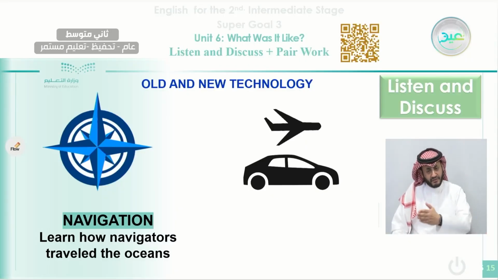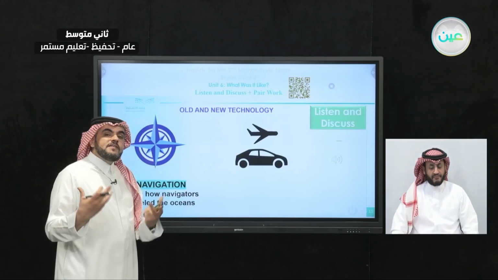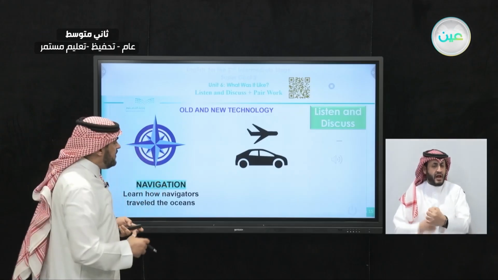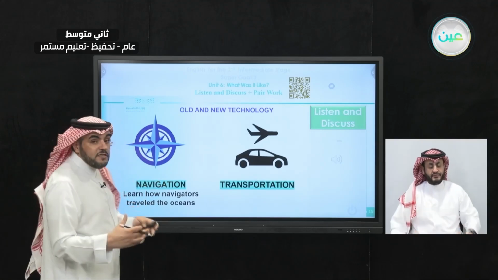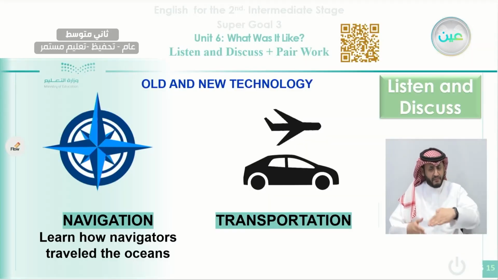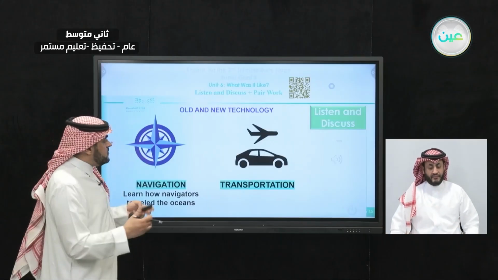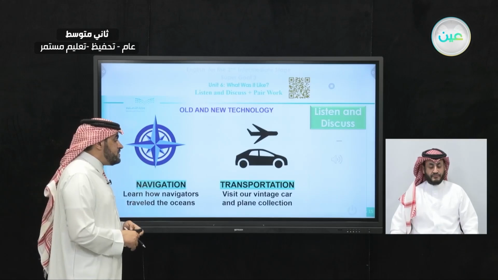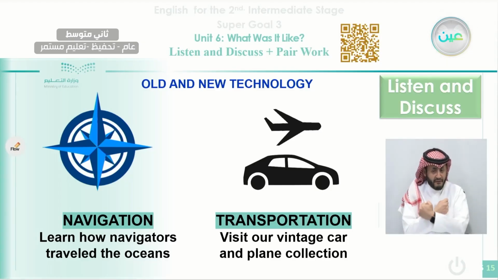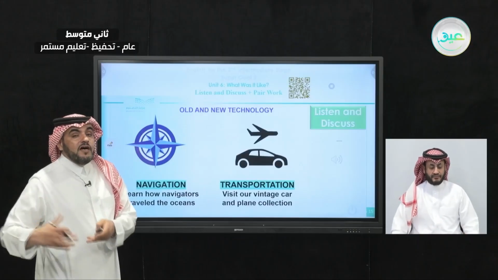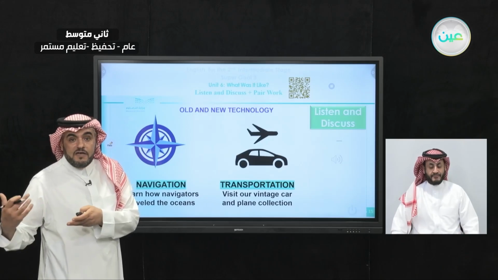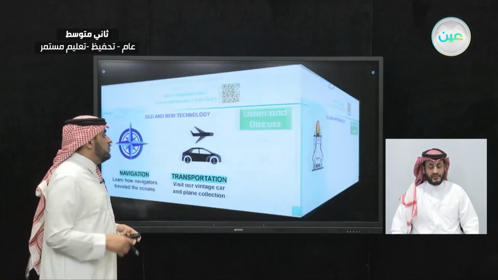And here, what does this picture indicate? What does it tell you about? What kind of museum is it? It is about transportation. By transportation we mean cars, ships, planes, buses, okay, trains also. These are some means of transportation. And if you visit that museum, you will find out about the vintage car and plane collection. Also you find vintage cars, that are the old model cars that were made a long time ago.